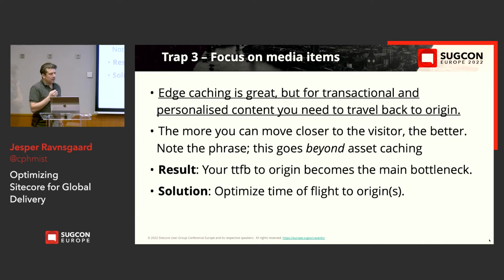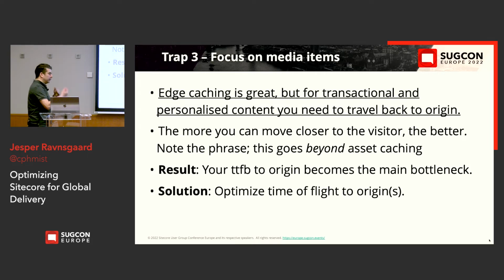Trap number 3. There's a very strong focus on simply caching media items. It seems simple. They are often completely static. They can be moved to a CDN or the edge. But what about the rest? Most pages need other static items. CSS, JavaScript, etc. Some of it, as I mentioned, is in surprising paths and is not cached. And all of this are completely obvious candidates to move to the edge.